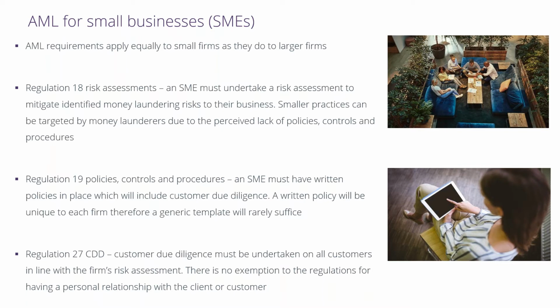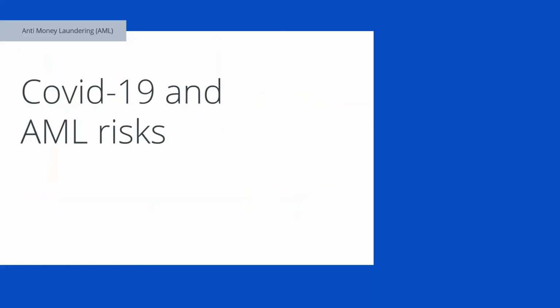And finally, under Regulation 27, customer due diligence must be undertaken on all customers in line with the firm's risk assessment. There is no exemption to the regulations for having a personal relationship with the client or customer. The COVID-19 pandemic has affected how businesses are able to operate, which may have also impacted their money laundering procedures. I'm now going to discuss some of these risks and how they can be mitigated.